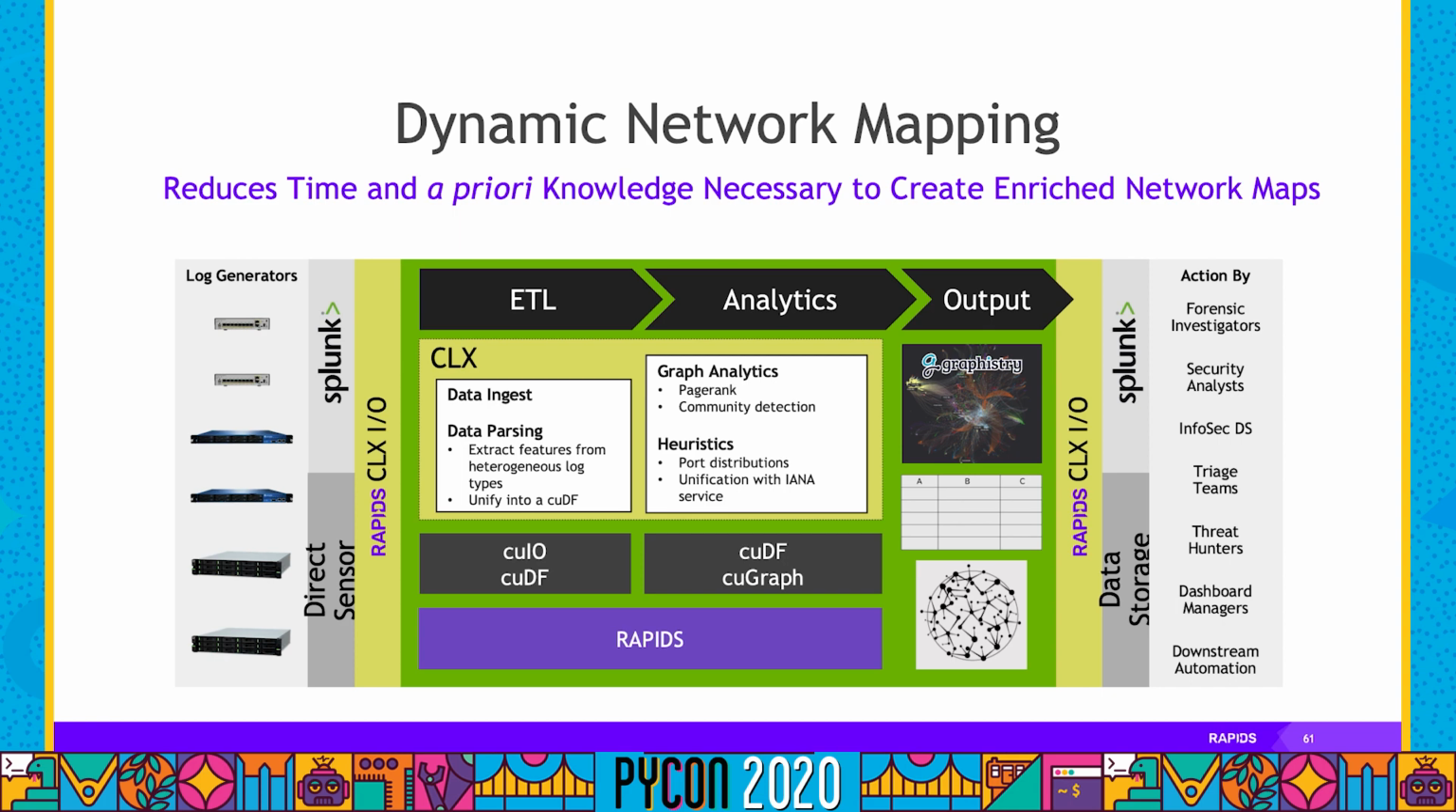One of them is this dynamic network mapping. And really the whole name of the game is we take data from a lot of different sources, either from Splunk or direct from the sensor. We ingest all of it into cuDF using cuIO. We run different graph analytics, PageRank, and community detection on it, and then we get an output of it. And essentially it's everything that is on your network, what it is, what we believe it to be doing, who owns that device, those types of things.